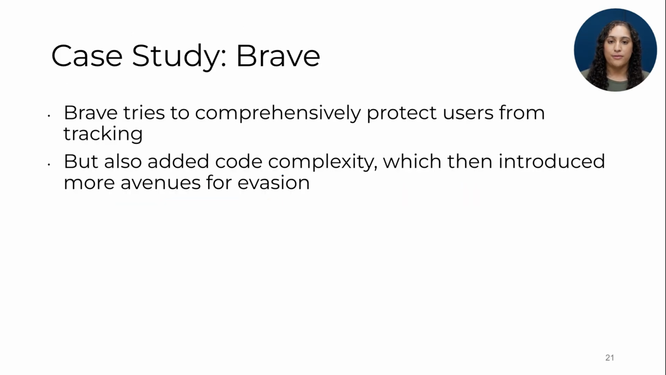Our next case study is Brave. Now, Brave is a privacy-forward browser that tries to comprehensively protect users from tracking. But the more code you write, the more code complexity you have, and therefore the more opportunities for evasion you can also have. As an example, Brave iOS was using that Safari content blocking API to protect users from standard network requests to trackers. But that API did not cover asynchronous network requests. And so Brave introduced an additional code path to protect users from asynchronous network requests to trackers. But in that code path, they had a bug where they weren't properly computing the origin of these requests, and so they were able to be evaded through local frames.